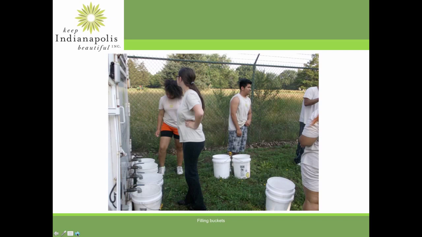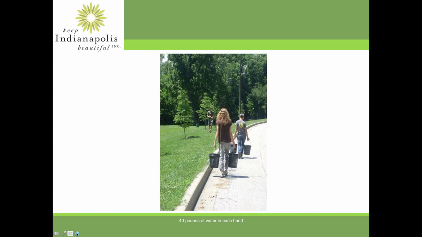Let's see if we get to, so here's the youth. They each are carrying two 5-gallon buckets full of water. 5 gallons weighs 40 pounds. So we have high schoolers with 40 pounds in each hand walking several hundred feet to trees. And we'll get to some of the stats about how many trees they're watering each day here in just a minute.